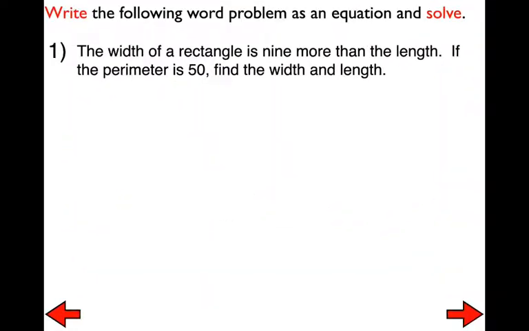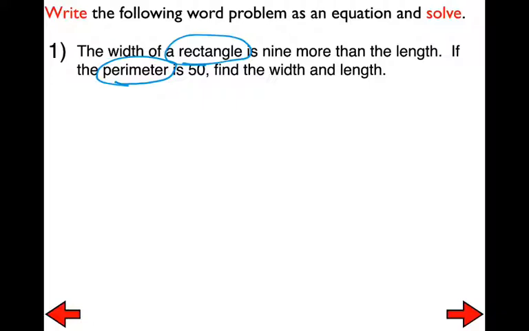So here is the official number 1. The width of a rectangle is 9 more than the length. If the perimeter is 50, find the width and the length. So what you have to think about here is how do you find the perimeter of any rectangle? A common mistake in this one would be to think of it this way.